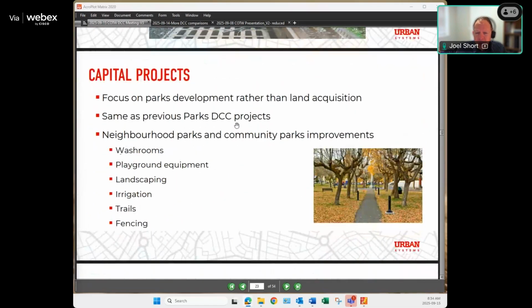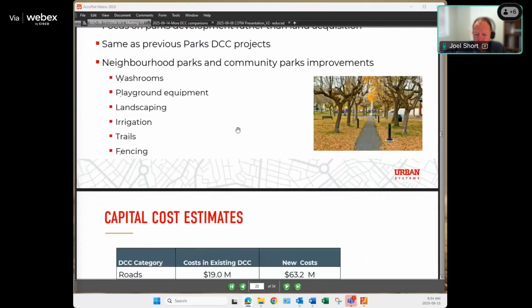And then parks. The focus is on parks development rather than land acquisition. And basically the parks capital projects are the same as the previous parks DCC projects. There's some neighborhood park and community park improvements in terms of washrooms and playground equipment, landscaping, irrigation, trails, and fencing. The parks DCC hasn't changed that much, just the increase due to inflationary amounts.